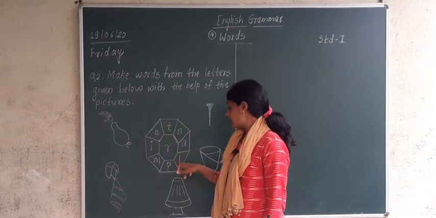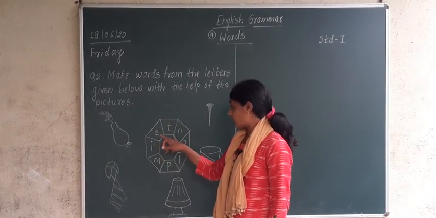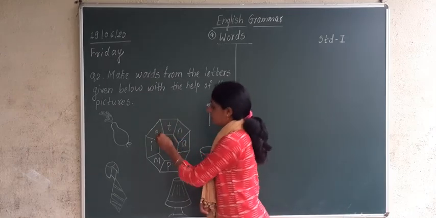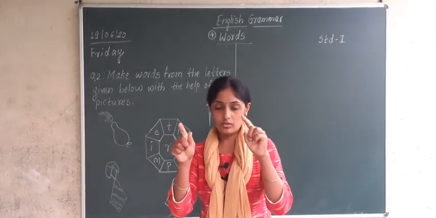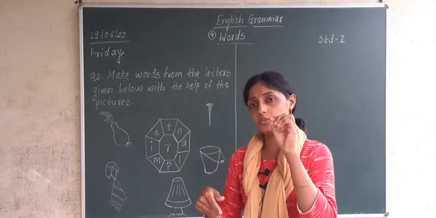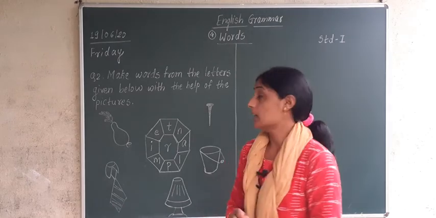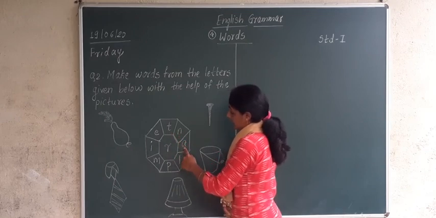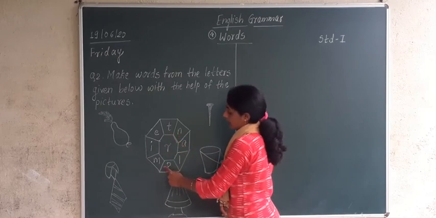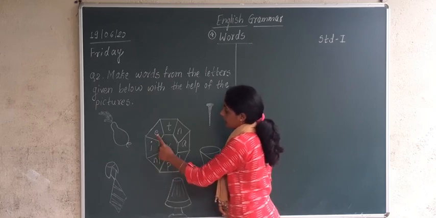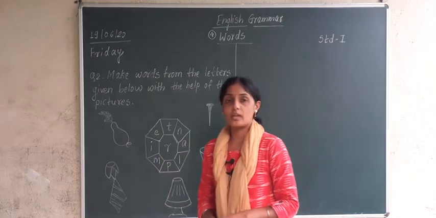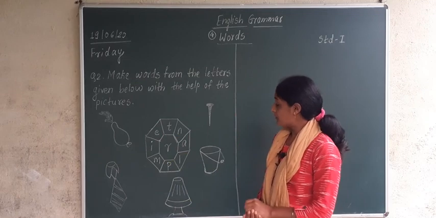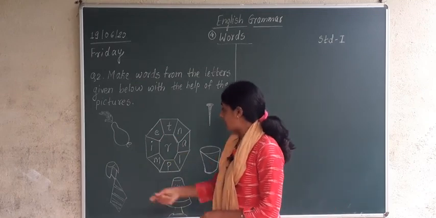Correct? This you can call a hexagon, or you can say it is a geometrical figure. In the geometrical figure we have drawn, and in that geometrical figure we have written what? We have written some letters. Which letters are there? Here T, N, A, L, P, M, I, E, R. These are some letters which we have written in the picture. Now we are going to take help of some other pictures.